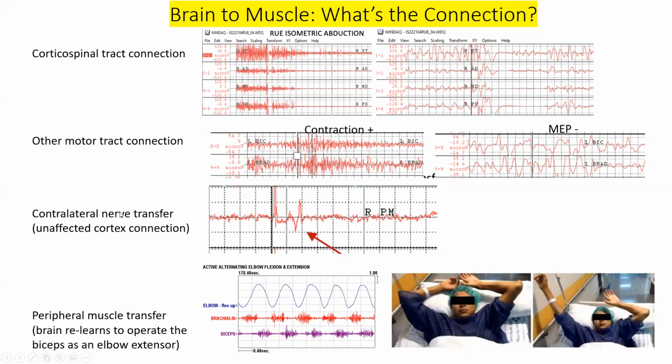And here is an MEP where there was a contralateral nerve transfer. So it's a different kind of connection with evidence that the unaffected brain is now controlling the transfer muscles, not from this image, but from the study that Schengen et al. did. And finally, peripheral muscle transfers can occur where the brain relearns to operate a muscle in a particular mechanical way. In this case, a biceps as an elbow extensor. And here's a patient who had a biceps to triceps transfer on his right side, and he can extend his elbow against gravity while lying on his back in bed, but he can't extend the left because they didn't do the transfer yet.